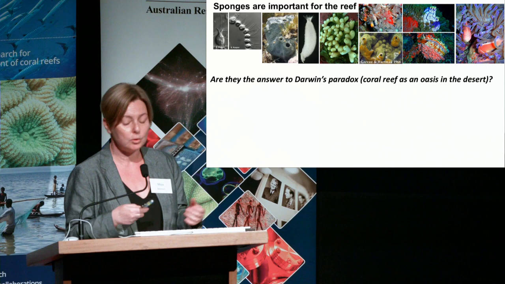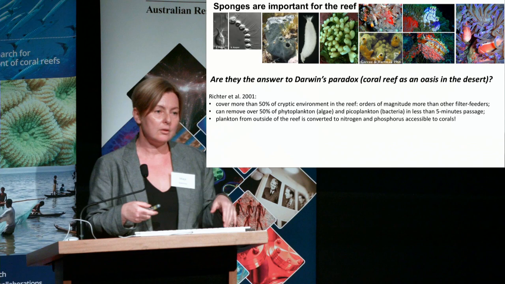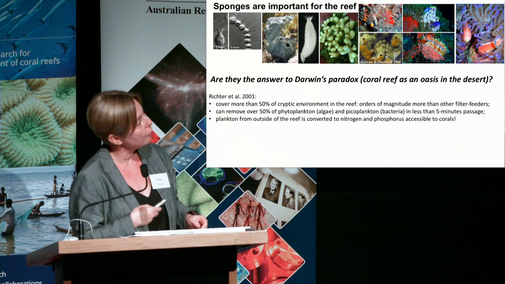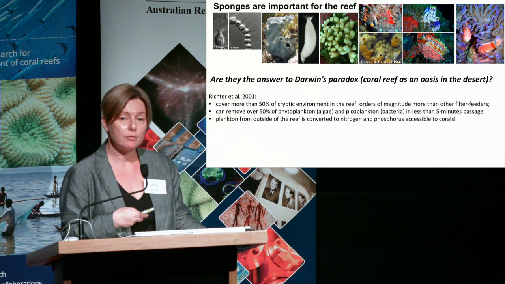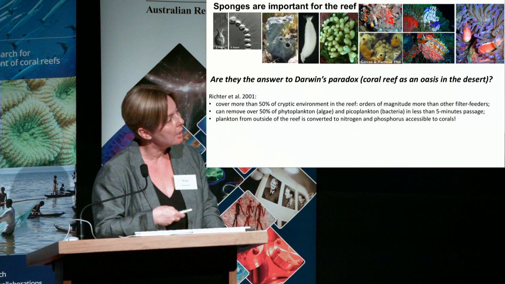It turns out that if you start looking not just at the surface of the reef, or not just even at the rocks that you see under the corals, but into the cryptic environments in all those little caves and caverns that are under the corals, you will realize that sponges cover more than 50% of the surface. More than 50%. That is 2 orders of magnitude more than any other filter feeders. Within 5 minutes of the water passing through the cavern, they are able to extract over 50% of the algae and bacteria that is passing through.